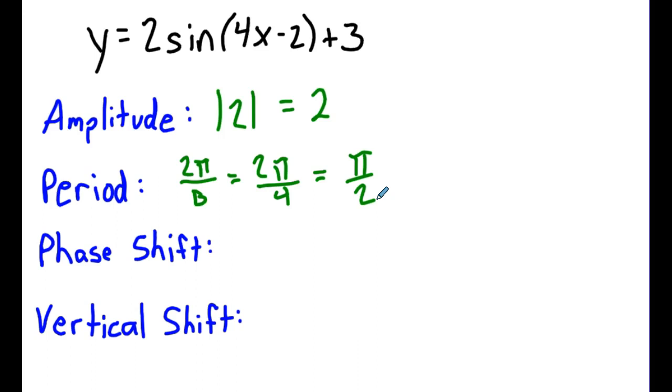The phase shift, now we find by taking the opposite of c divided by b. The opposite of negative 2 is a positive 2 divided by 4, which reduces to 1/2. So we would shift horizontally half a unit to the right, depending on what our units are. In the last part, we want to identify the vertical shift, which is the number we're adding or subtracting at the end, which in this case is positive 3.